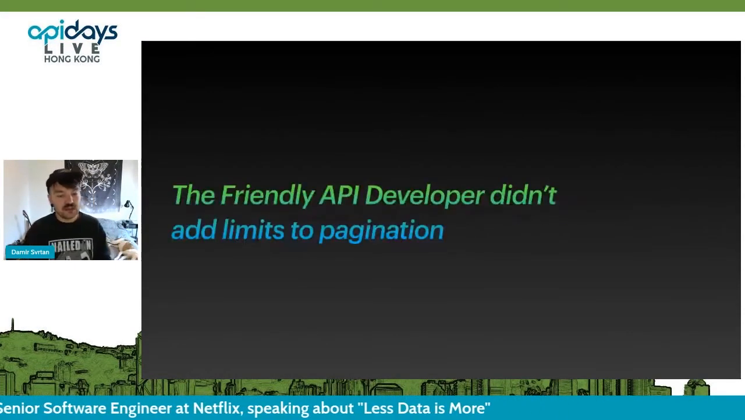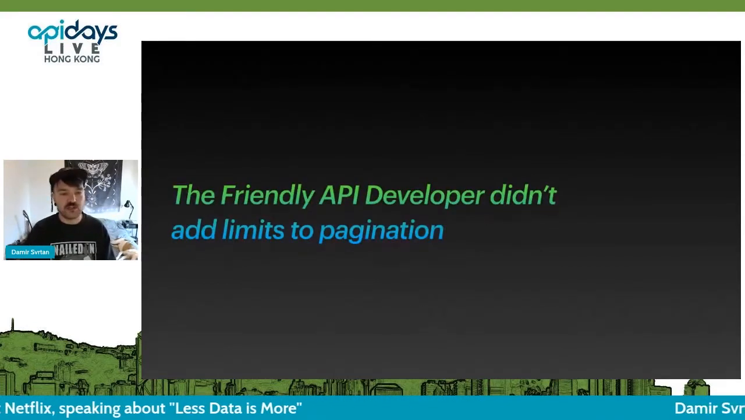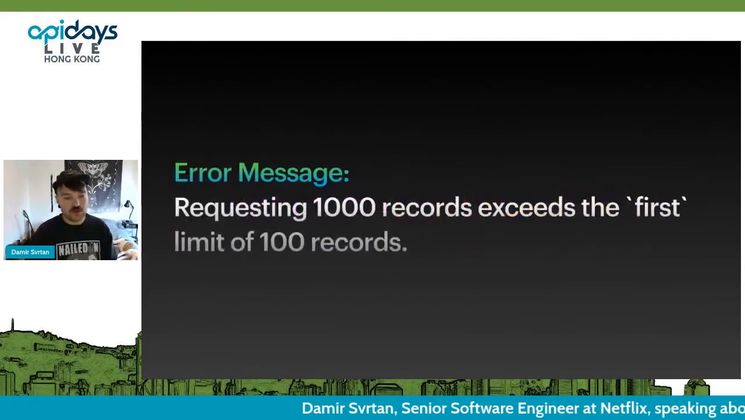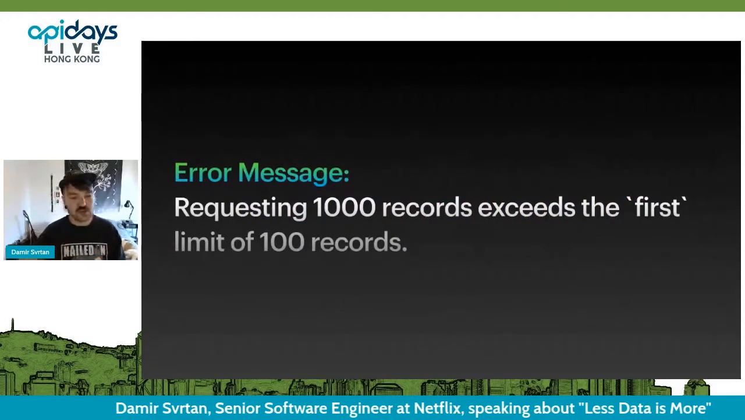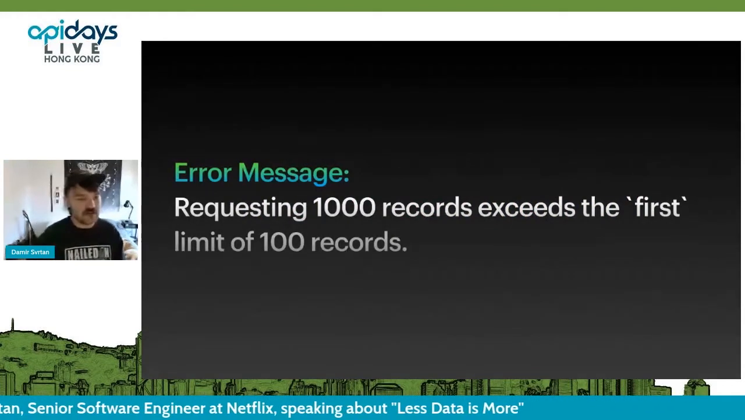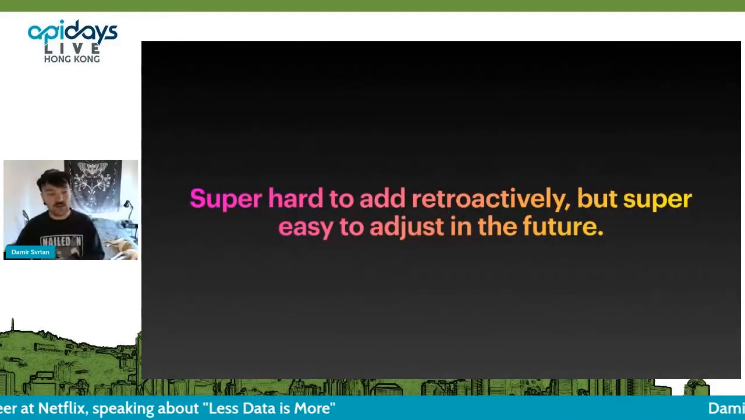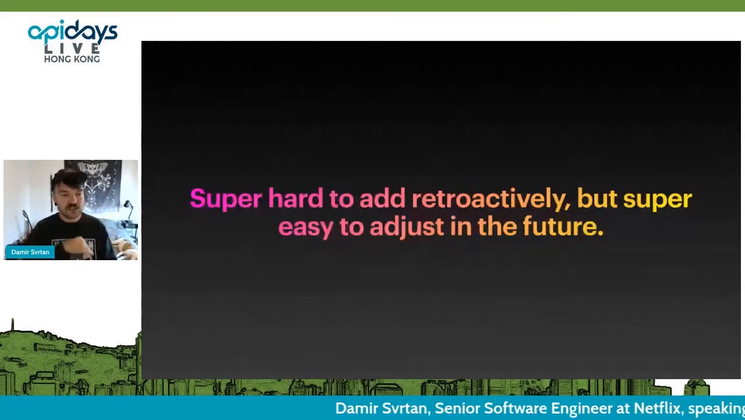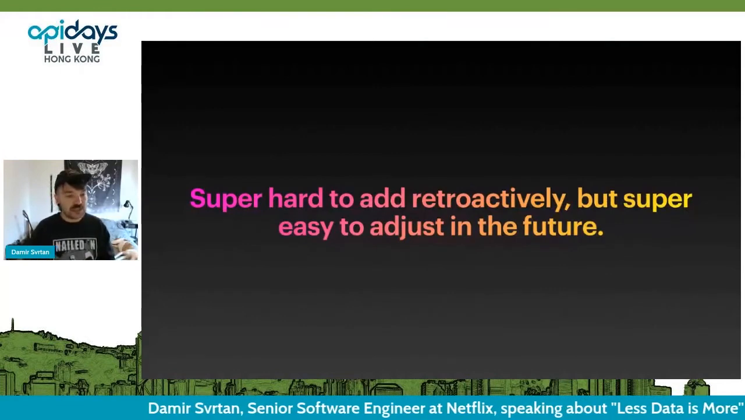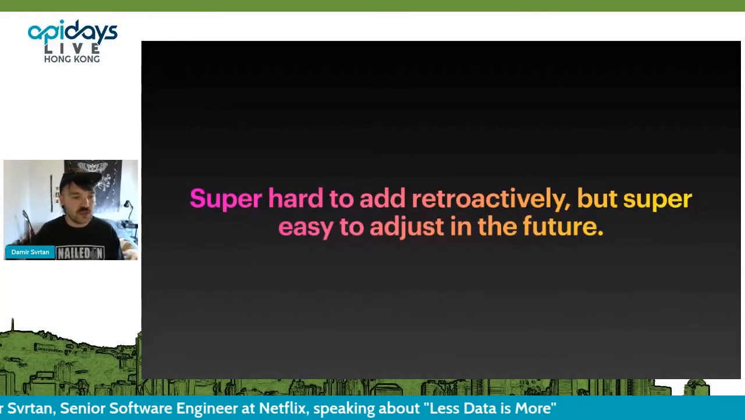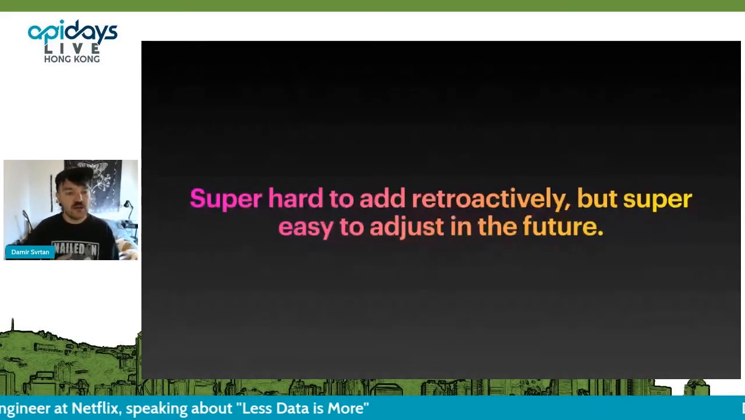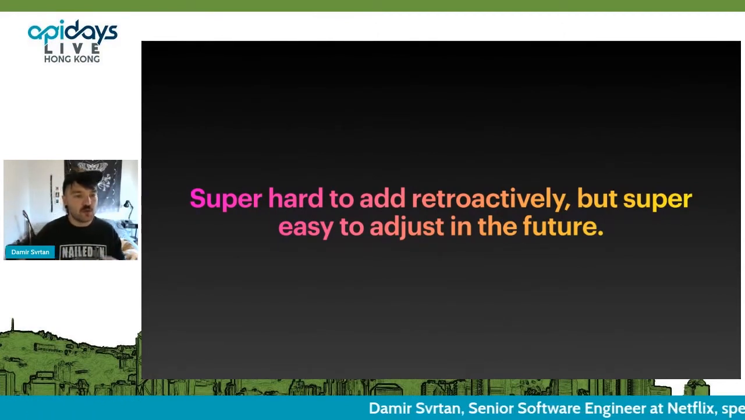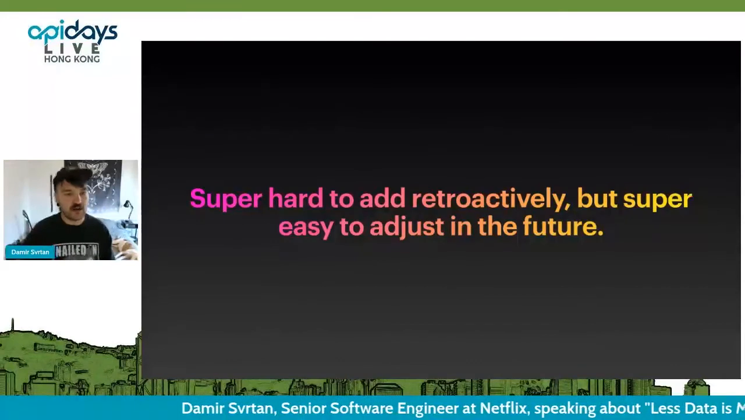So what happened now? The friendly API developer didn't add limits to pagination. Adding pagination limitations from the beginning is the way to go. You can do something like an error message that just says requesting 1,000 records exceeds the first limit of 100 records. It's super hard to add it retroactively, but super easy to adjust in the future. If you don't add it at all and you add it afterwards, the limitation itself is potentially a breaking change as well. If you start with a really low number, maybe 10, 20, 50, 100, and there are cases where your consumers might want to get more, you can build that in. You can figure that out easily.